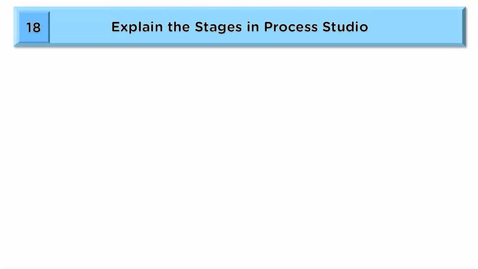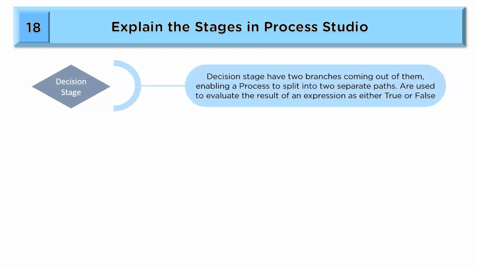Explain the stages in Process Studio. Decision stage. Decision stages have two branches coming out of them, enabling a process to split into two separate paths. They are used to evaluate the result of an expression as either true or false. In Blue Prism, these outcomes are known as flags.